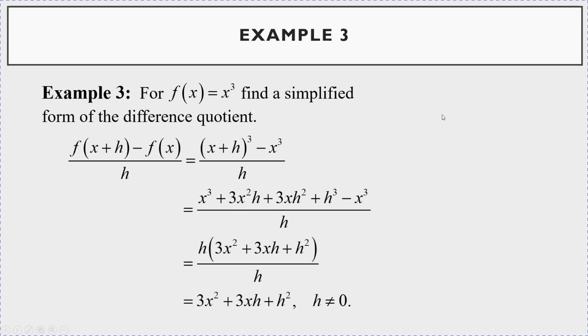All right, let's do this one here. I have it written out, but I'm going to walk you through it. For the function f of x equals x cubed, let's find a simplified form of the difference quotient. What you're doing here, and this will come up on your homework as well, is leaving the x and the h in the formula. You're not replacing them with numbers.